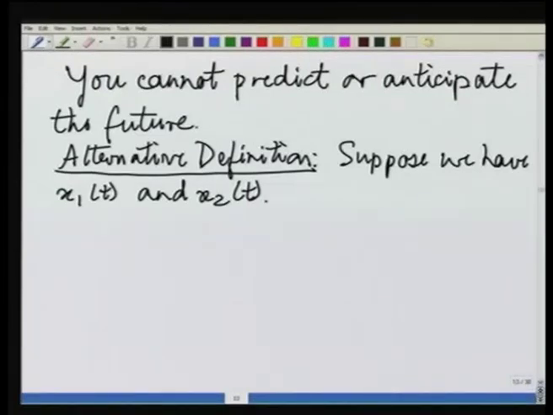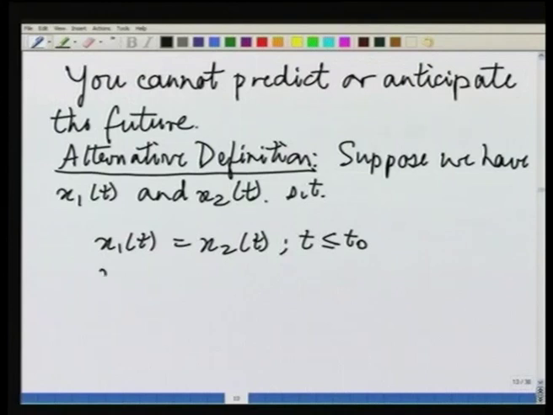Suppose we have x1(t) and x2(t) such that x1(t) equals x2(t) for t less than or equal to t naught, and x1(t) is not equal to x2(t) for t greater than t naught. Suppose we have this. Let us make a plot of two signals first.